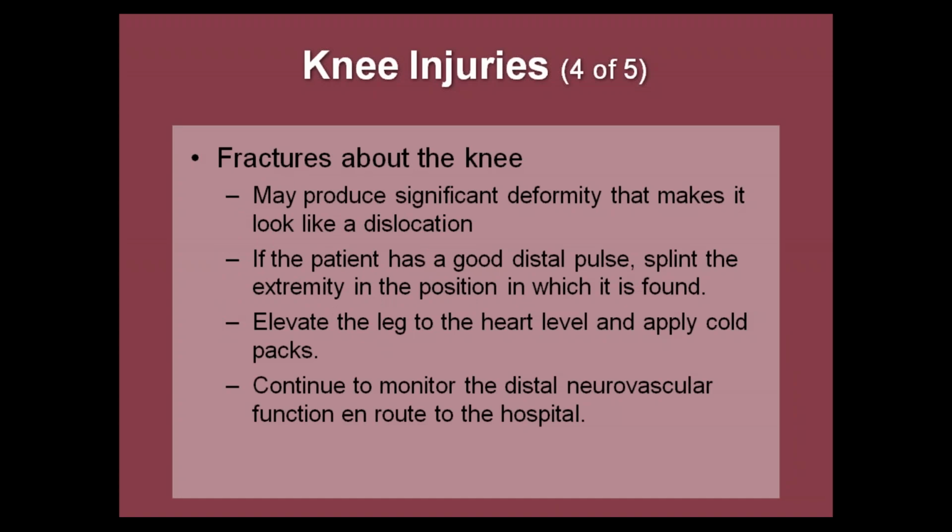Fractures about the knee, you might produce significant deformity that makes it look like a dislocation. So you could have this swelling that makes it look like things just ain't right. If the patient has a good distal pulse, splint the extremity in the position found. Maybe elevate the leg to heart level to reduce some of that throbbing. And continue to monitor the distal neurovascular functions en route to the hospital. So we're going to continue to monitor what's going on. Are there any changes?